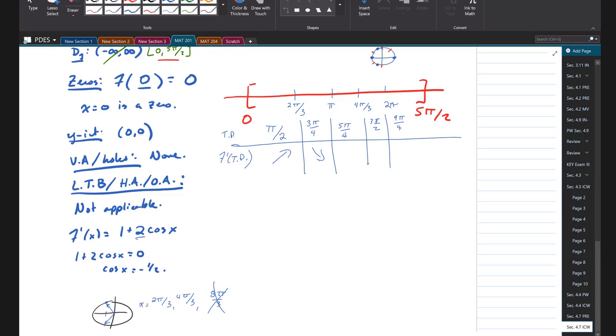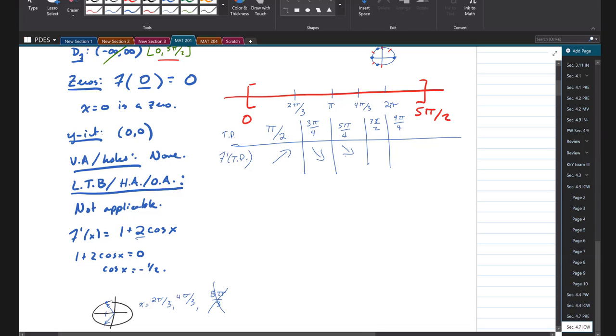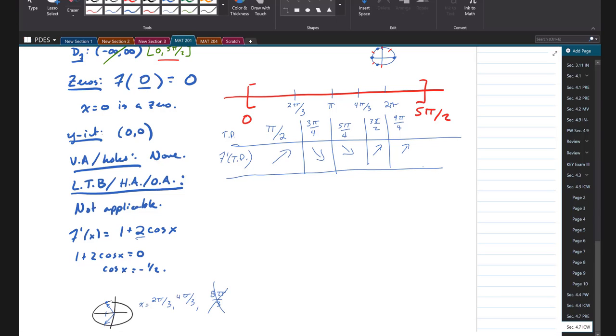If we plug in 5 pi over 4 into this function, that's kind of the same story because the cosine value is the same there. So we're still decreasing. If we plug in 3 pi over 2, we're increasing. And if we plug in 9 pi over 4, we're increasing. Folks, I might have done that a little bit faster than you. That's okay. But go back and rehearse your unit circle a little bit and see how we were able to plug those in fairly quickly.